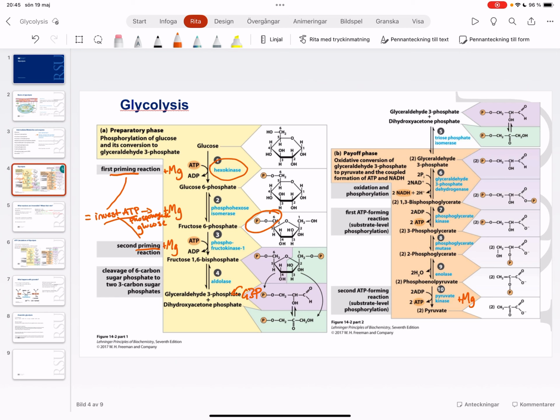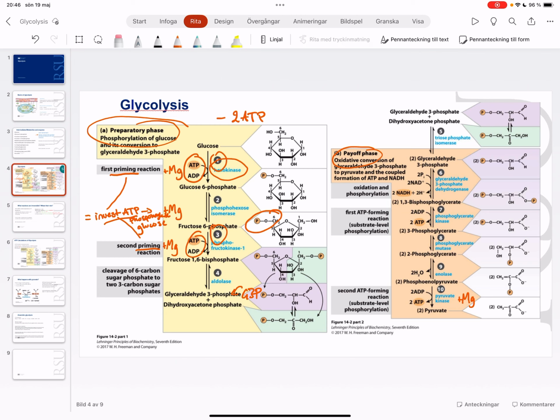Okay. Now, what I've described is the preparatory phase, and we have right now minus 2 ATP. We have invested 1 ATP here and 1 ATP here. And the two most important steps here are step number 1 and step number 3. Just remember that. They are the two irreversible steps of the preparatory phase.